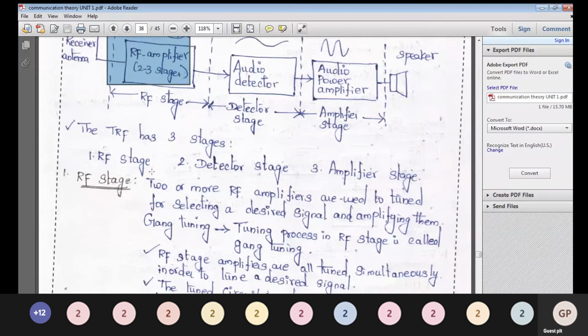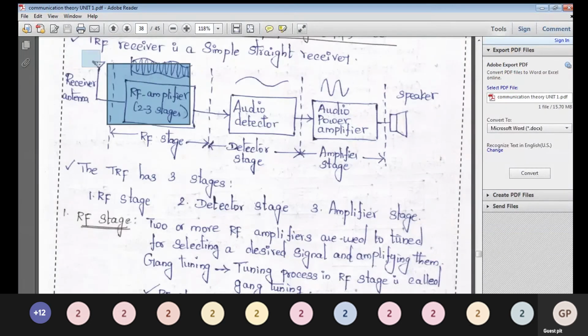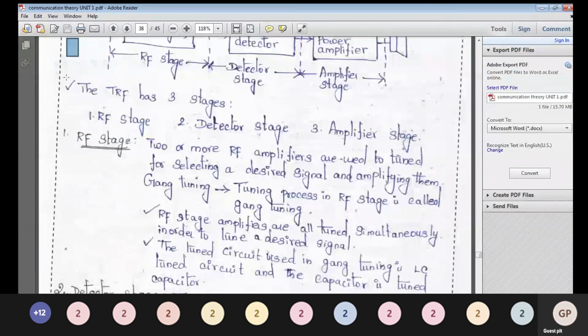In the RF stage, two or more RF amplifiers are used. But these amplifiers are tuned to the desired RF frequency to select the desired signal. Because here we are using a receiving antenna, and in front of the receiving antenna so many signals are available: F1, F2, F3, F4. So different frequency signals are available, and out of those, it has to select the desired one.